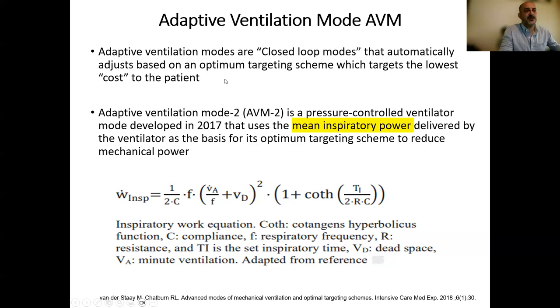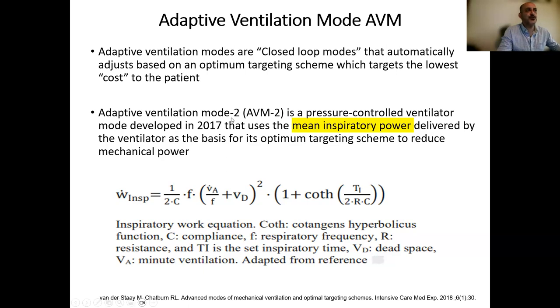Basically they automatically adjust the ventilator parameters like the tidal volume, respiratory rate, and the pressure, based on an optimum target scheme, which targets the lowest cost, or you can say energy, to the patient. So if you look at the classification of mechanical ventilation modes, those are the newest generation schemes, which are called optimal targeting scheme or intelligent targeting scheme. The word adaptive means it adapts to the patient condition, the patient's spontaneous or controlled respiratory rate.